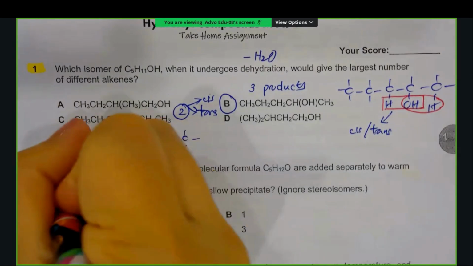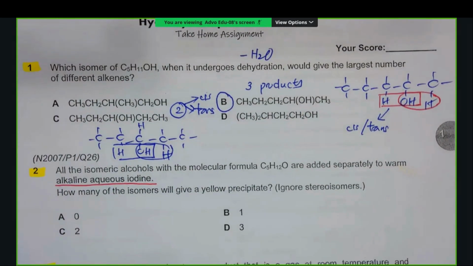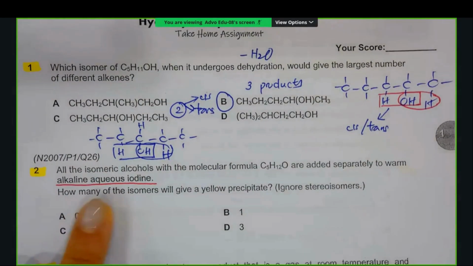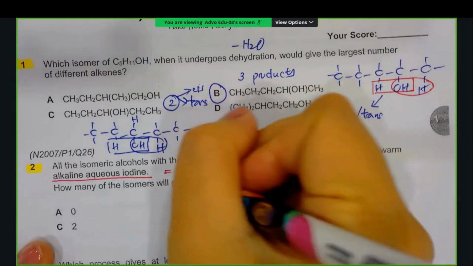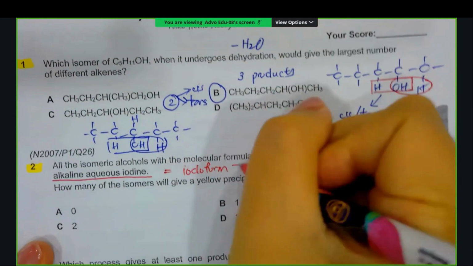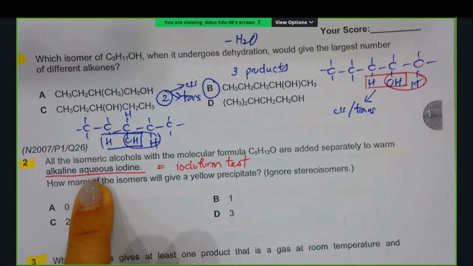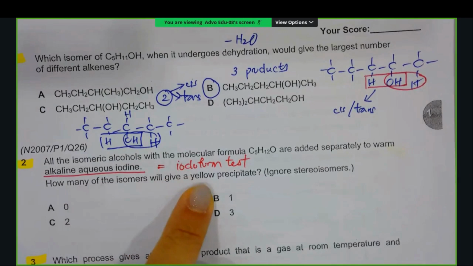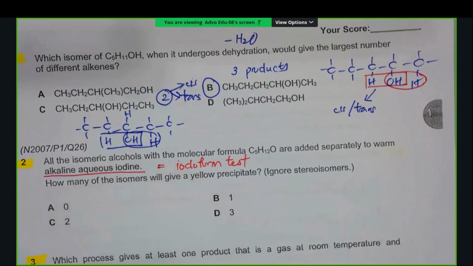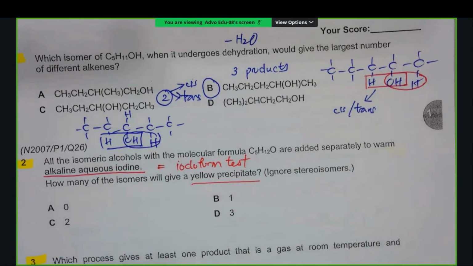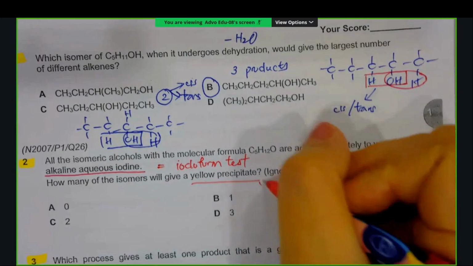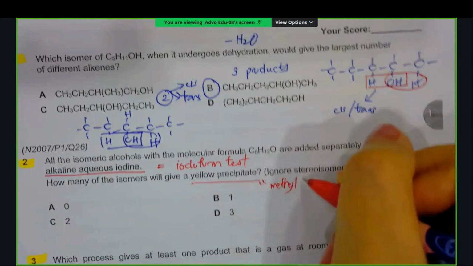Let me underline this one first. Basically, the question asks you to determine how many isomers will give a positive reaction with alkaline iodine. So as I mentioned before, this is basically your iodoform test. You have to first recognize that the reagent conditions here refer to this particular test, the iodoform test. To give a positive observation, there's one criterion. What is the only criterion? Very good. We must have a methyl alcohol group.